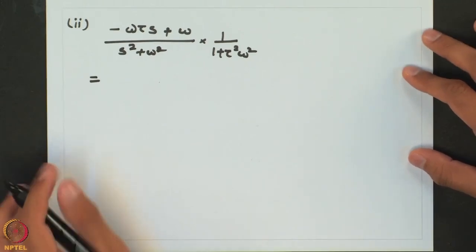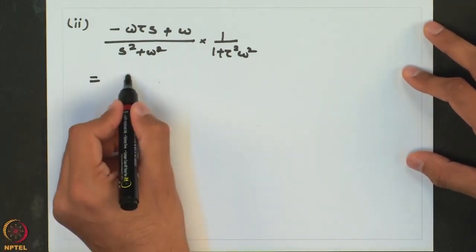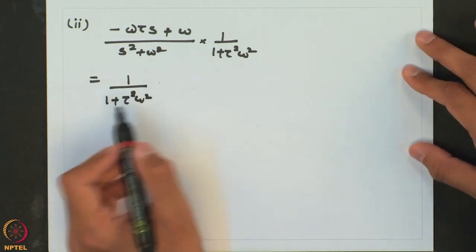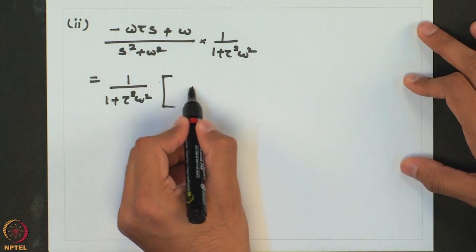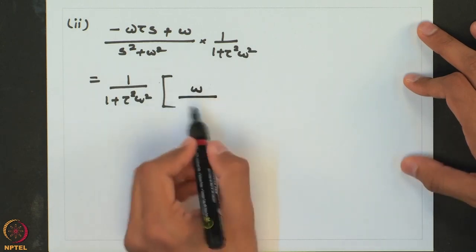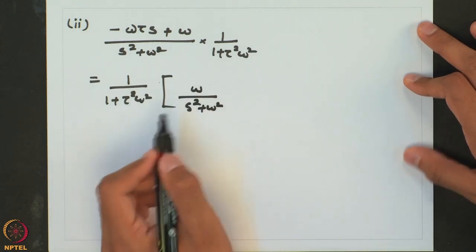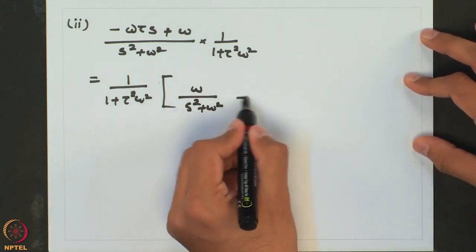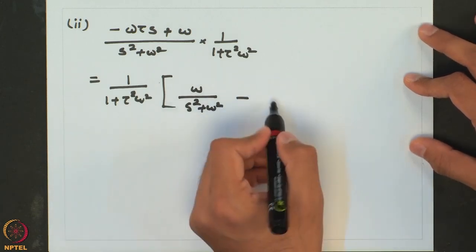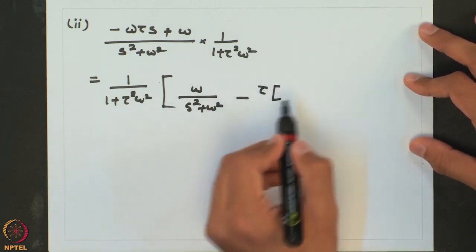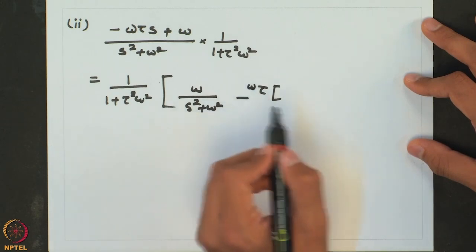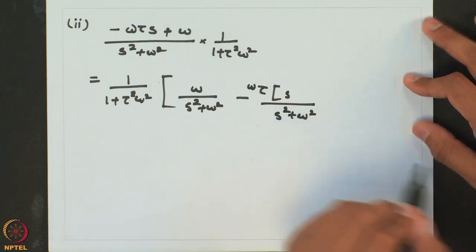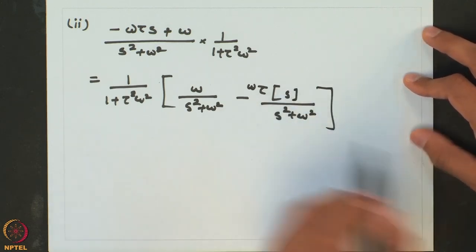So which we can write as 1 over 1 plus tau square omega square, omega over s square plus omega square, minus tau into omega tau into s over s square plus omega square.